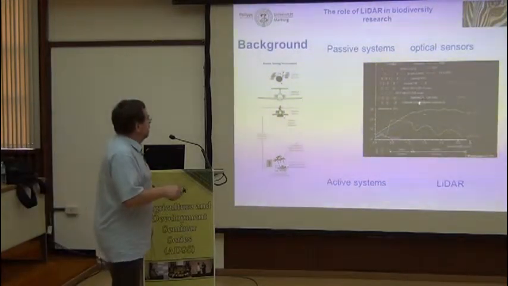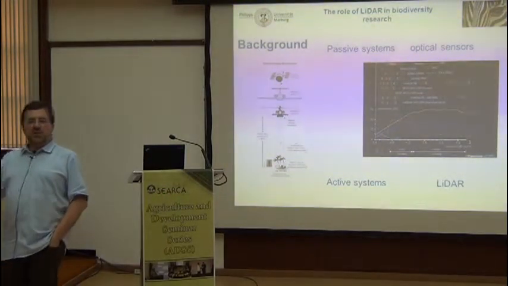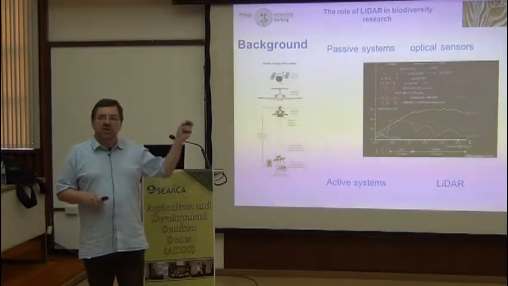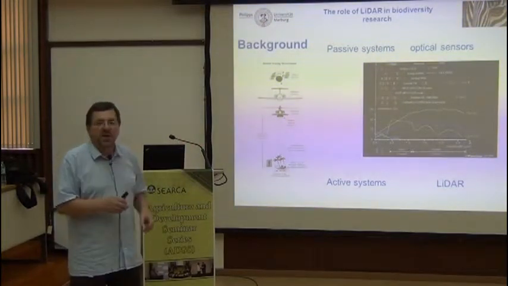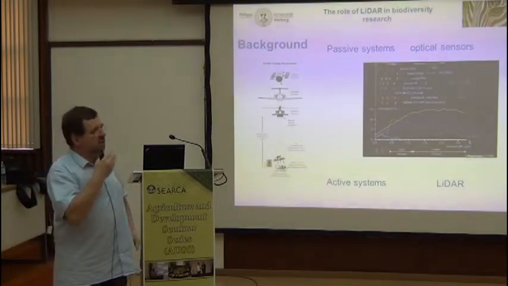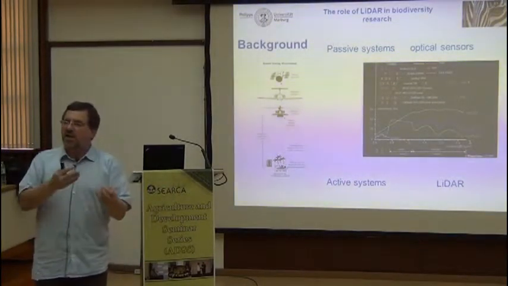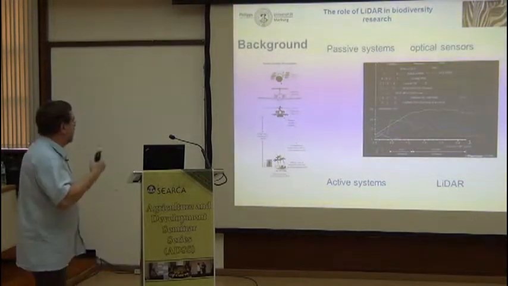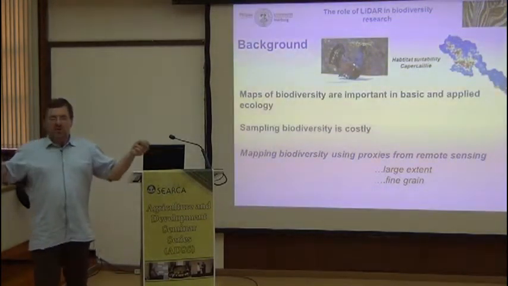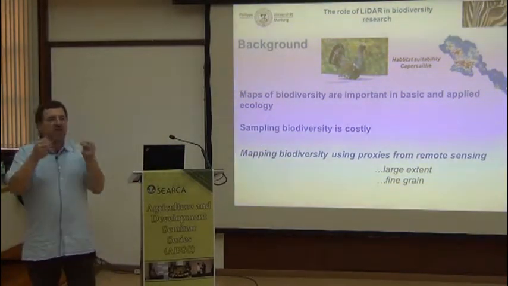And besides these passive systems, we also have active systems, and LiDAR is one of the active systems. In a few minutes, I will explain what we have to understand of an active system. What I only want to mention here is that this reflectance gives a lot of information on the surface, which can be used as proxies, not as direct estimates, as proxies to model biodiversity in statistical models. There is not an understanding of the process, but simply some kind of modeling exercise to predict biodiversity across huge extents.